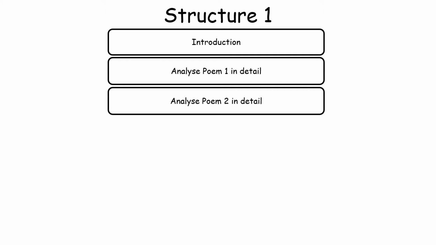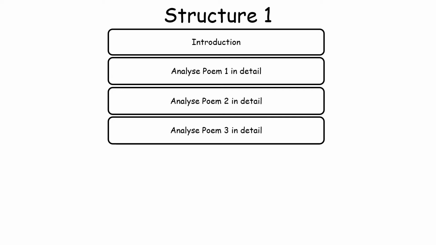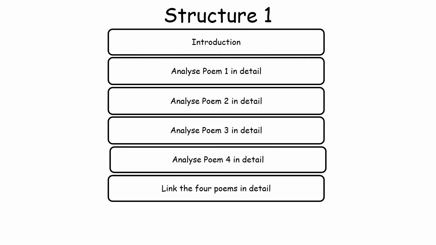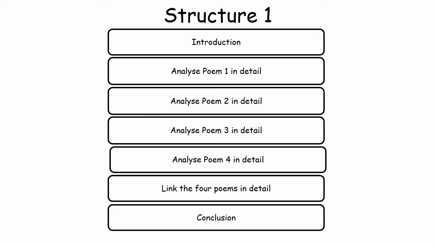What they'll then do is they will analyse poem 2, and they'll analyse that in lots of detail. Then they'll analyse poem 3, then they'll analyse poem 4, and then they'll have the section that has the links. They'll keep a link section to the end of the essay.